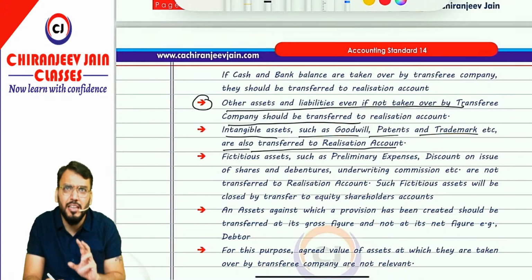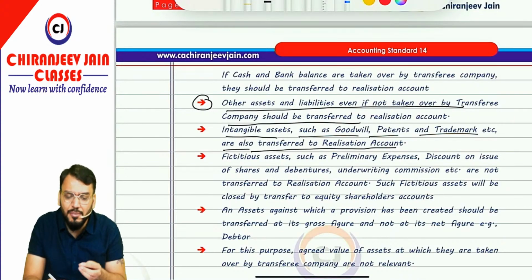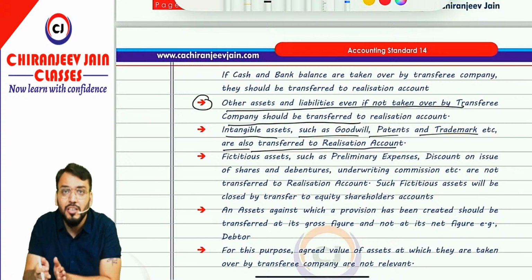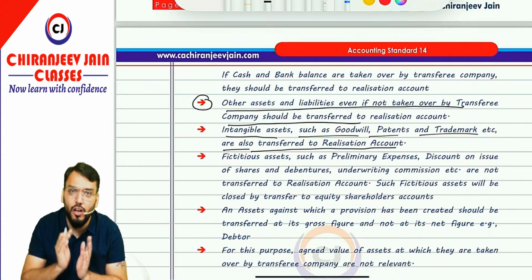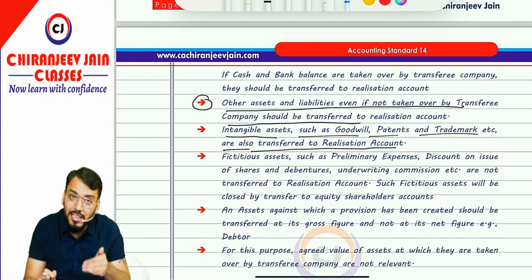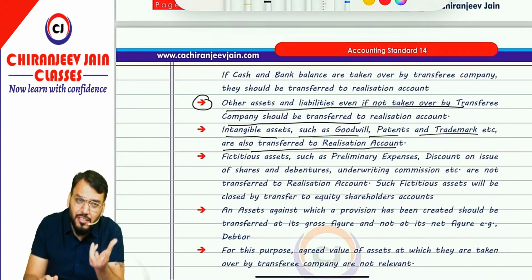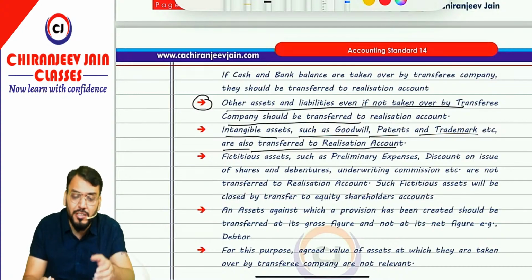But there is one special account known as fictitious asset account. Fictitious assets are expenditures which are not yet written off to the P&L account, meaning they are actually accumulated losses. So they are not a real asset. Any fictitious asset is actually a loss, and a loss will not be transferred to realization account.